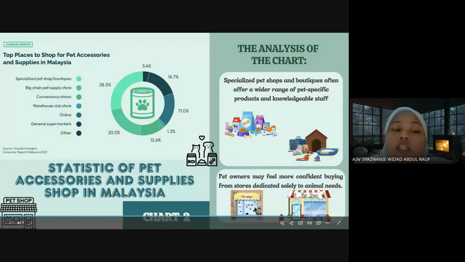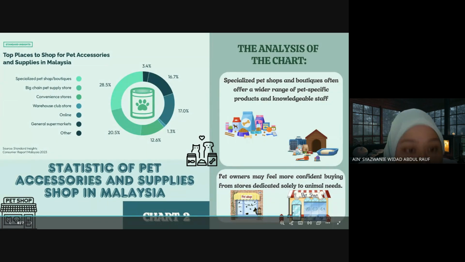Next is the general supermarkets that play a notable role, capturing 16.7% of the market, showing that accessibility and convenience matter when buying pet essentials. General supermarkets are reliable for daily shopping but might not carry high-end or specialty pet supplies. During supermarket shopping, consumers may purchase minimal essentials like snacks or litter box instead of comprehensive pet care packages.